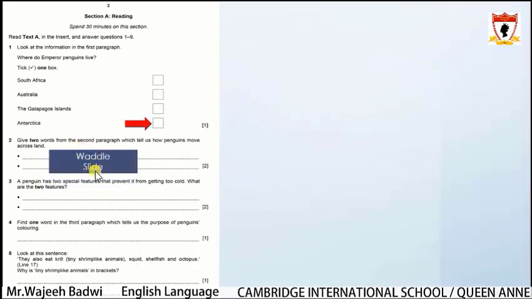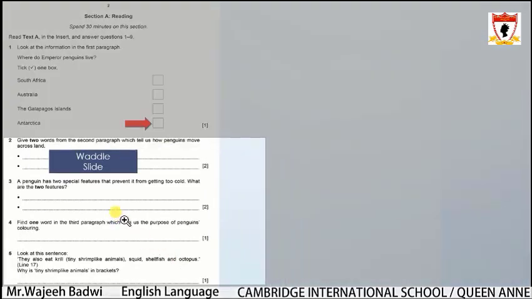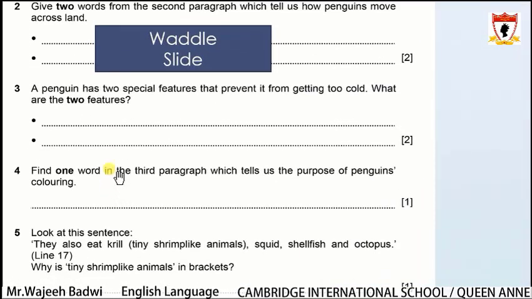They waddle or slide. Do you remember the word slide on the Iceland? On the snow? Okay, so, or on the ice, I don't remember actually. So the next question is: a penguin has two special features that prevent it from getting too cold. What are the two features?